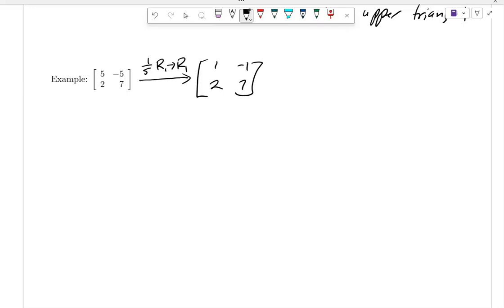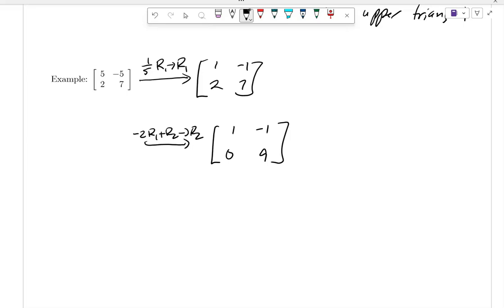Okay. The next step will be -2 row 1 added to row 2 replace row 2. 1, -1, 0, 10 looks like. Not 10. 9. 2 times 1 is 2, not 3. All right. This is now upper triangular.